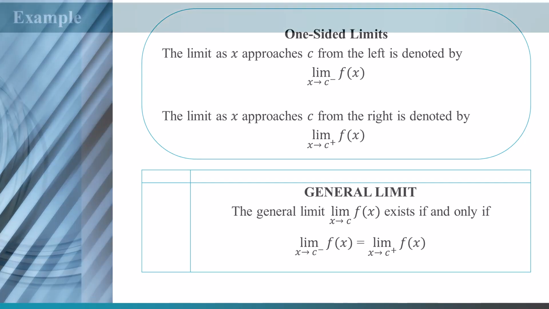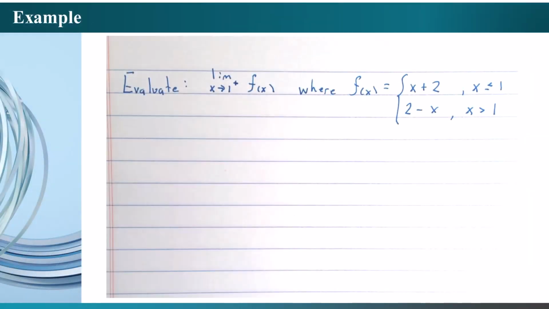Let's look at some more examples. In this example, we're trying to evaluate the limit as x approaches 1 coming from the right of f of x, where f of x is defined as a piecewise function. f of x is equal to x plus 2 if x is less than or equal to 1, but it's equal to 2 minus x if x is greater than 1.